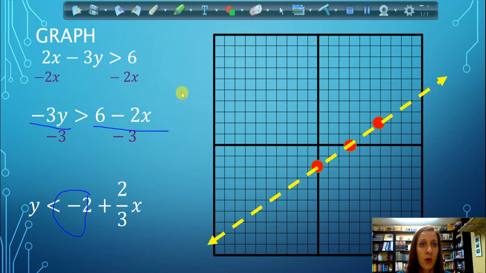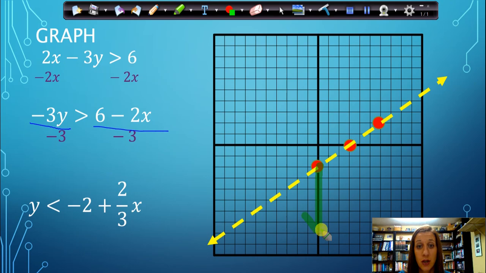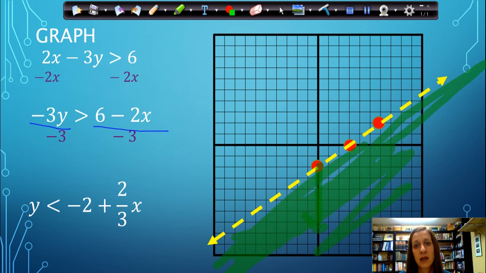And now the y value is less than our line. So I'm going to go to my line, and everything that's less than my line needs to be below my line. So I'm going to shade everything that's below the line. And that is how you graph inequalities with two variables on the coordinate plane.